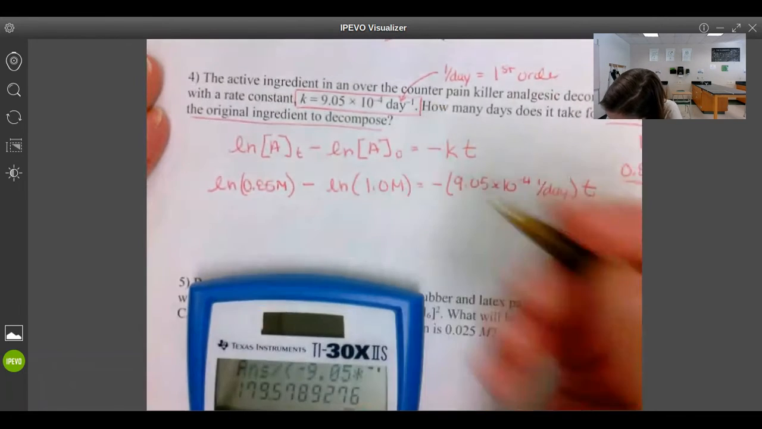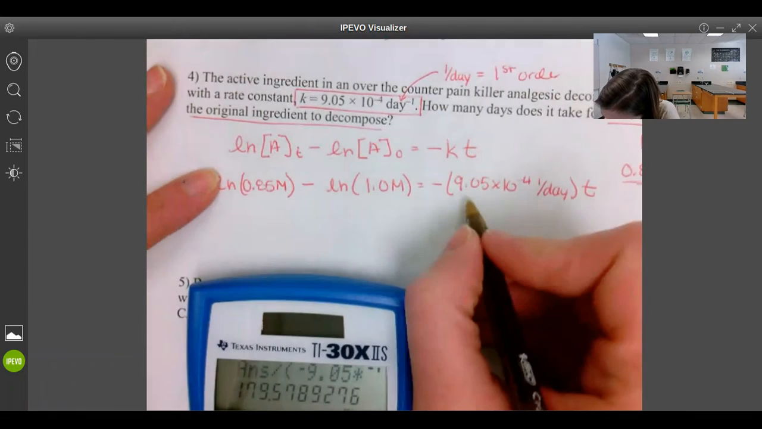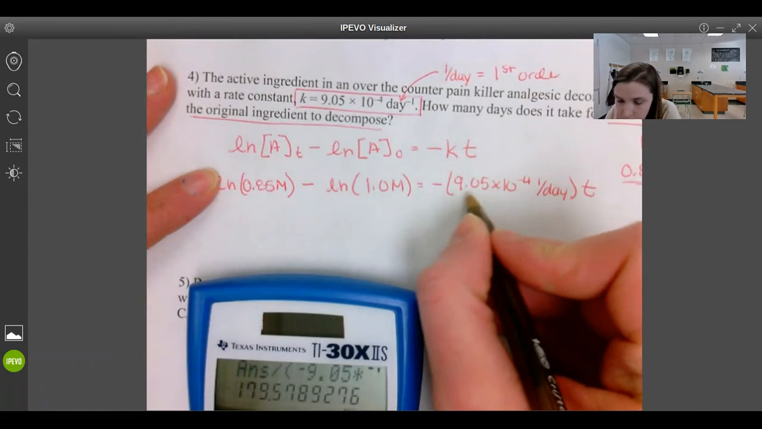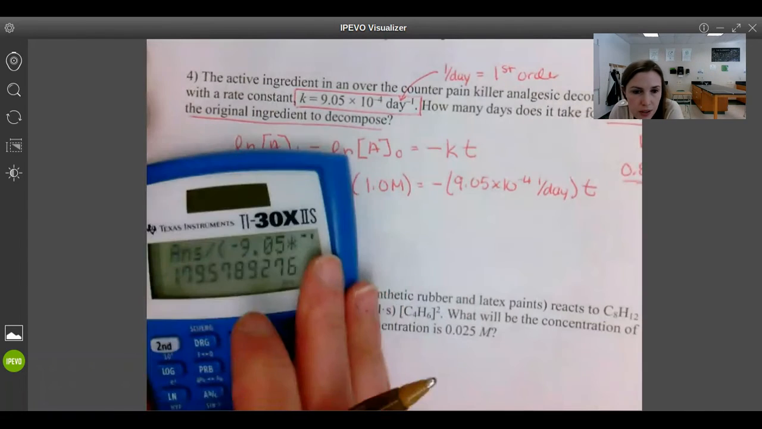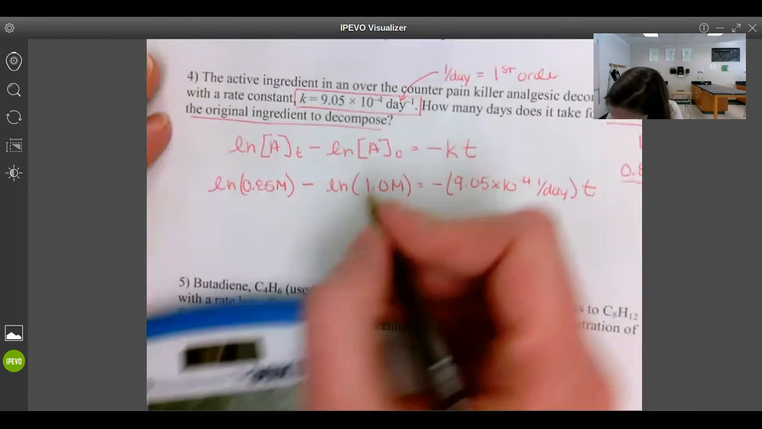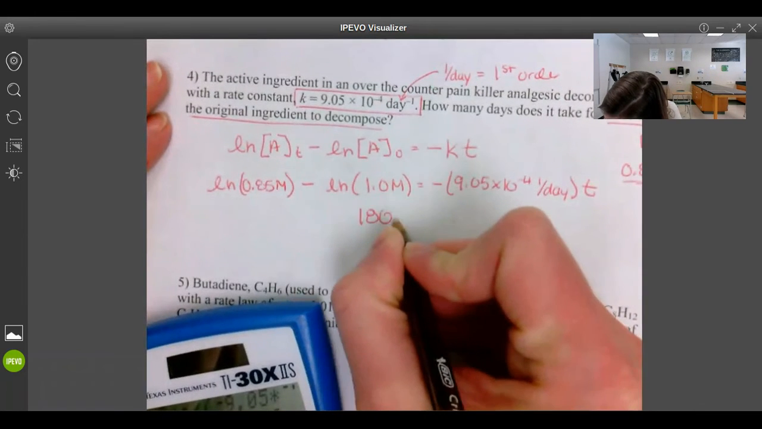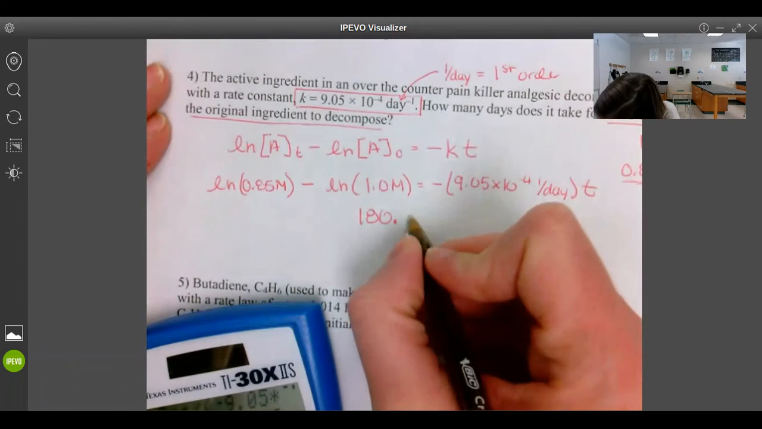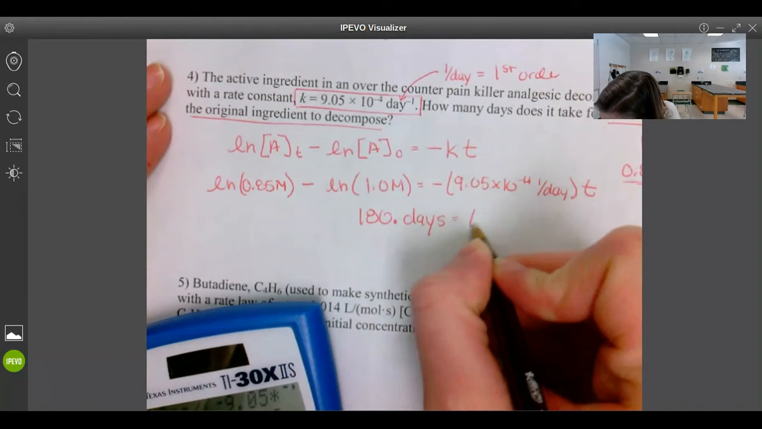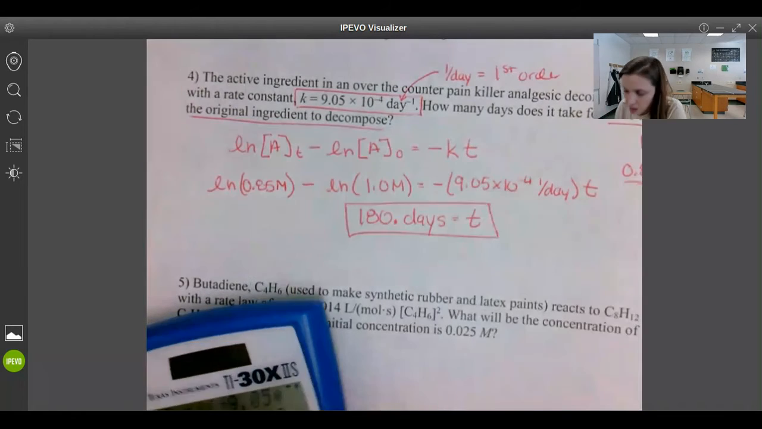And then this would give me, and I'm going to use the rate constant in this case, so 3 sig figs. So I'm going to round that to 180. days would equal time here.